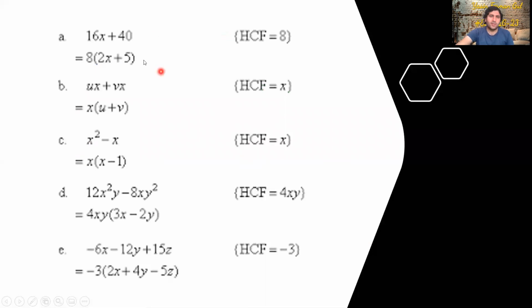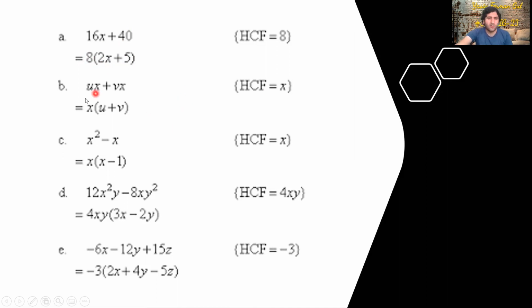Right, so these ones here are solved here, as you can see. 16x plus 40. The highest common factor of 16 and 40 is 8. 8 times 2 is 16. 8 times 5 is 40. Once I find the highest common factor, I'm going to divide both terms by 8 to find the other factors. So 16x divided by 8 is 2x. 40 divided by 8 is 5. So the factors will be 8 inside the bracket 2x plus 5.